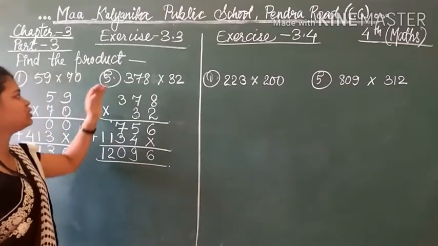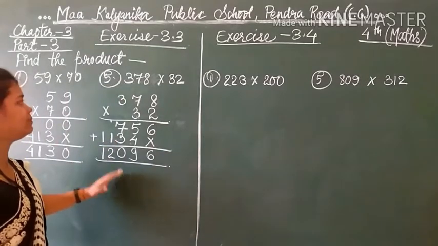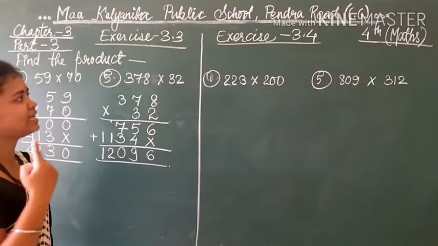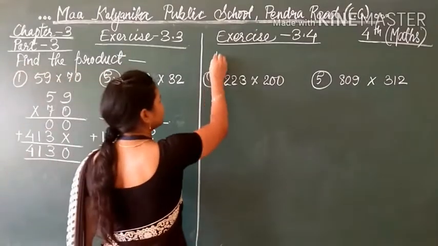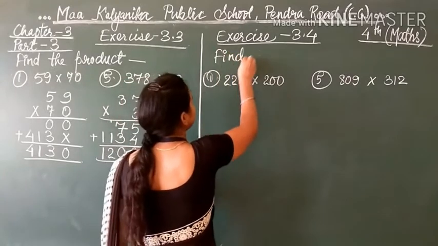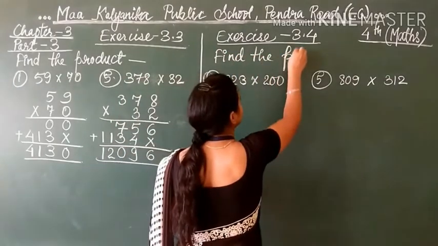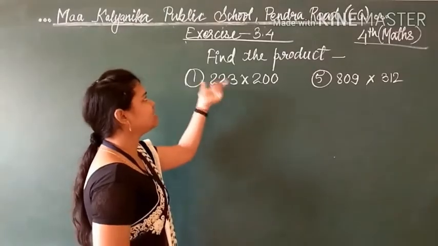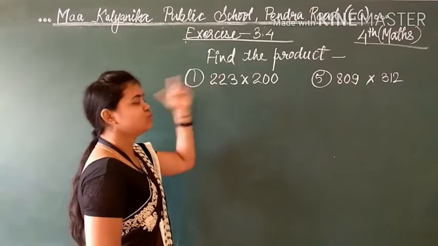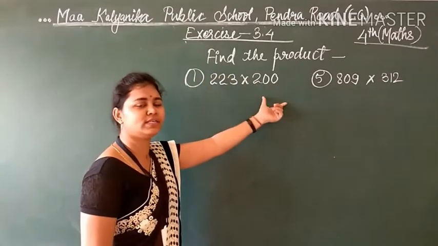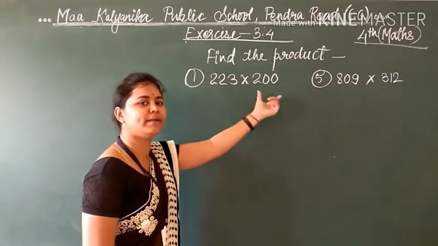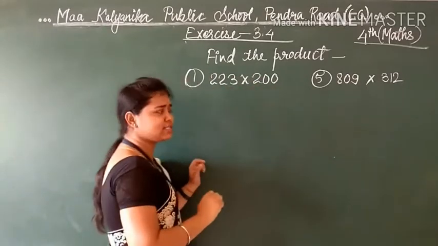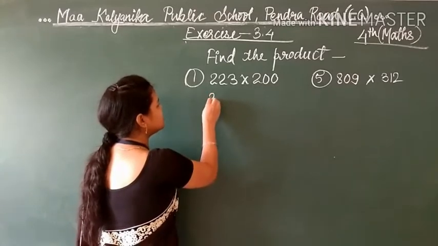Okay students. So in this way we can multiply the 3-digit number with a 2-digit number. Now moving to exercise 3.4. The question of 3.4 is also the same. Find the product. So students, here one difference is there: in exercise 3.3, 3 digits were multiplied by a 2-digit number and a 2-digit number multiplied by a 2-digit number only. But here a 3-digit number is multiplied by a 3-digit number.